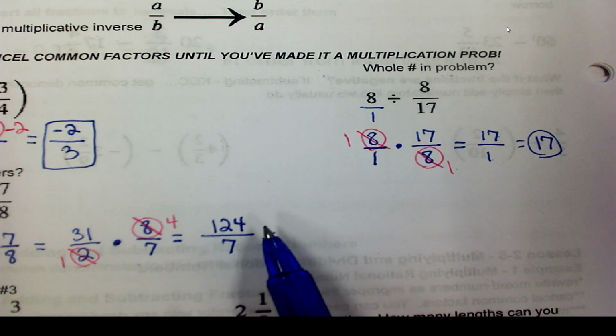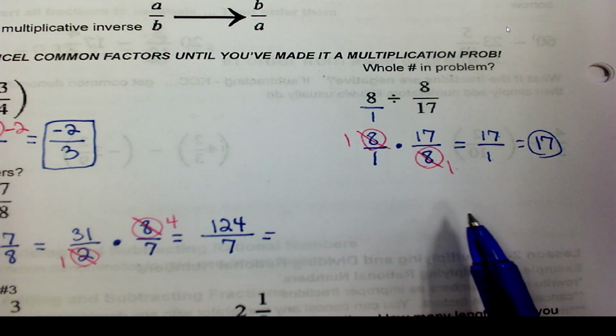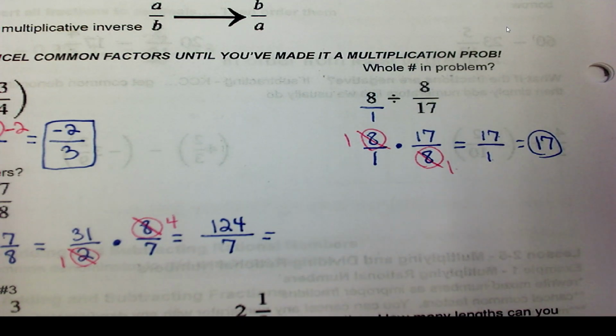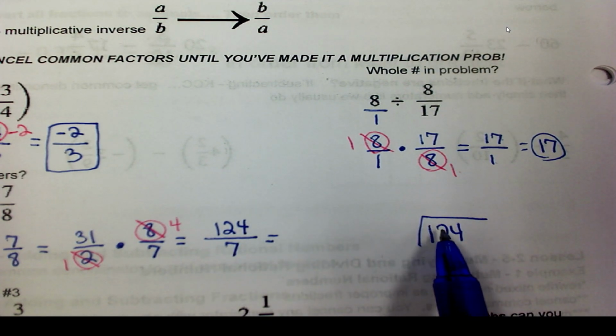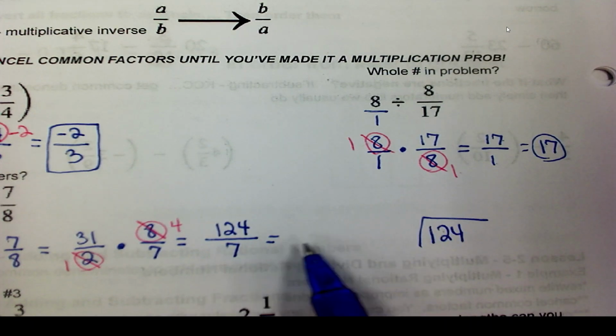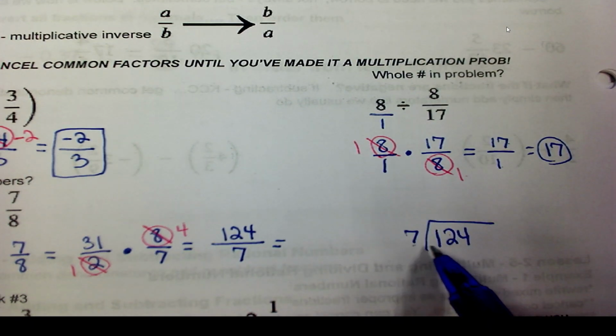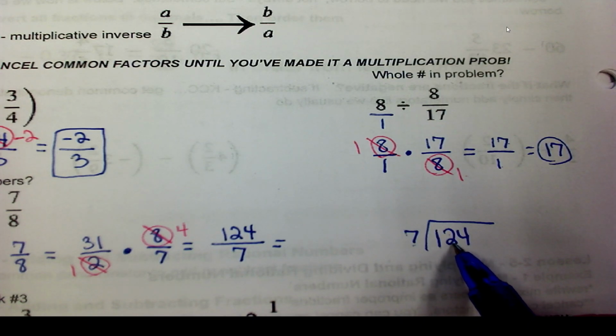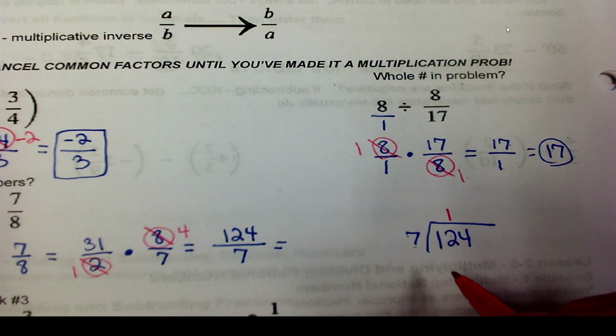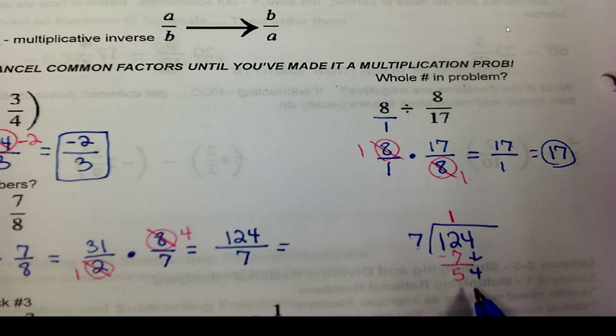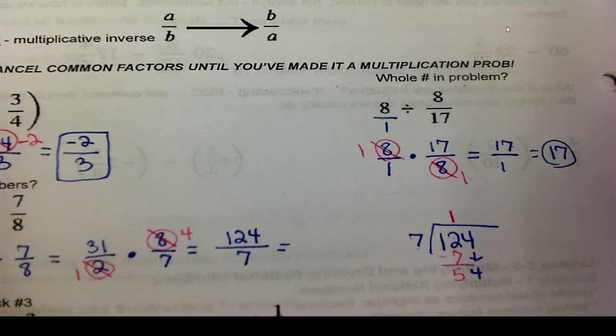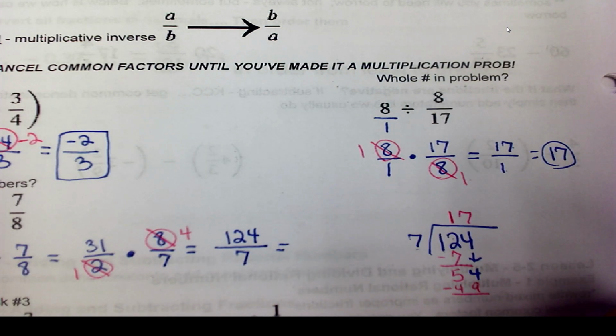Improper fraction, I'm actually going to come over here and do the division to show you how many times it goes in. Numerator goes inside, denominator goes outside. 7 can't go into 1, but it can go into 12 once. And once we bring that 4 down, this becomes 54, and I know 7 goes into 54 7 times. And that would give us 5 left over.